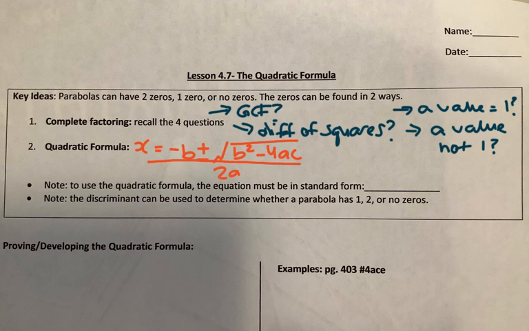Note, to use the quadratic formula, the equation must be in standard form. So it must be ax squared plus bx plus c. And another note, the discriminant can be used to determine whether a parabola has 1, 2, or no zeros. The discriminant is the part of the quadratic formula under the square root sign. So b squared minus 4ac, and I'll teach you how to use that as well.